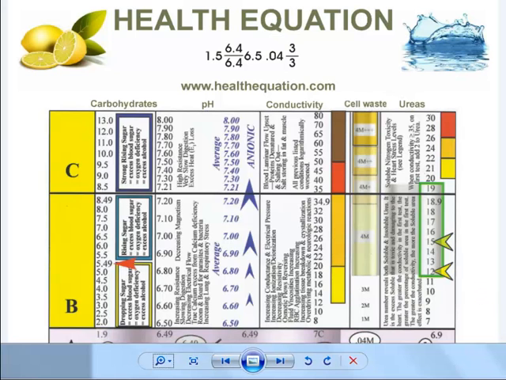When the body is cooperating, the cell waste number will remain at least 4 or above, which means nature is cooperating in throwing out and replacing worn-out cells throughout the tissues and organs.